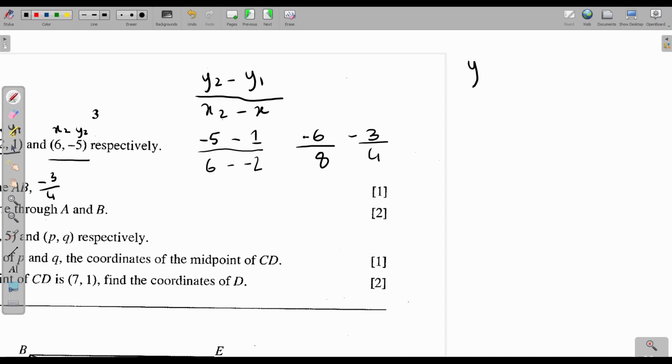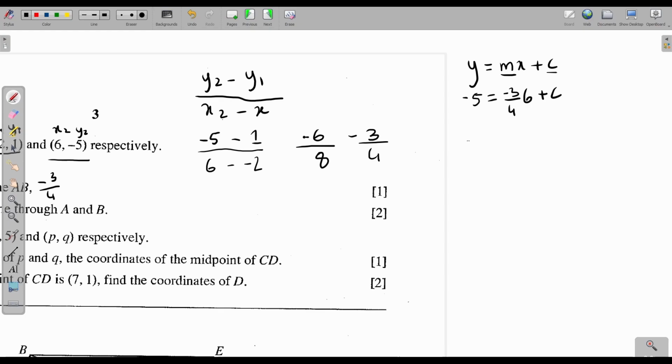So the equation of any straight line is y equals mx plus c, where m is the gradient and c is the y-intercept. So we know m, we just don't know c. Let's take one of the points, let's just take that one. So minus 5 is equal to minus 3 over 4 times x, which is 6, plus c. And now we can simplify this to get the value of c.